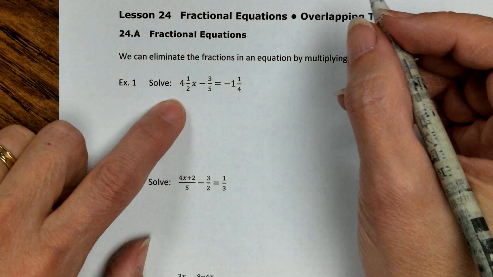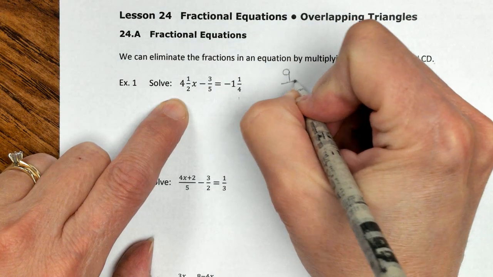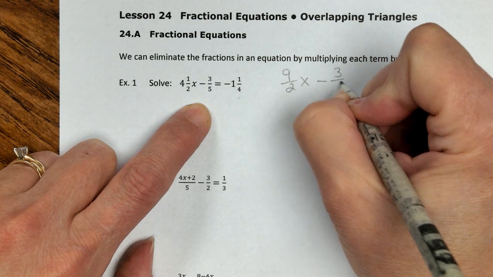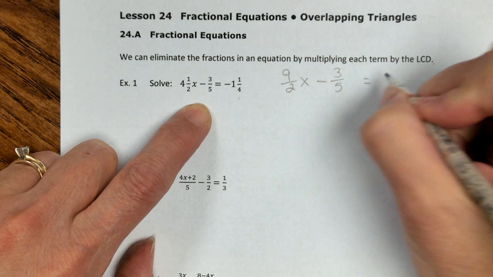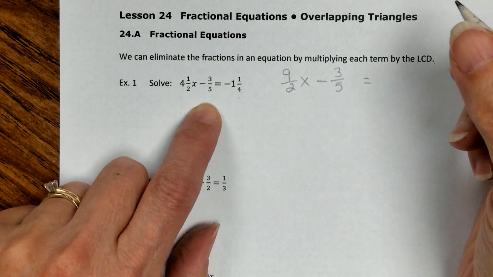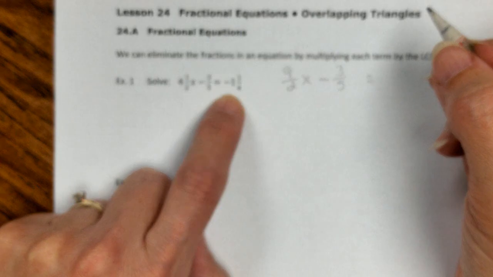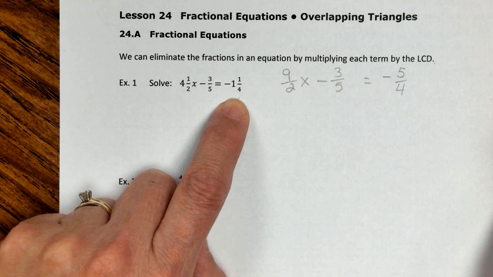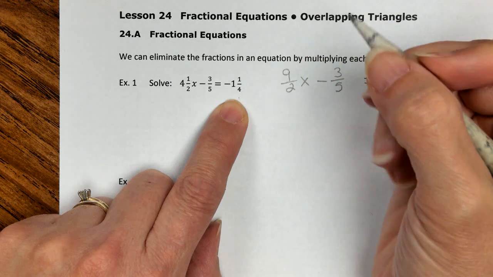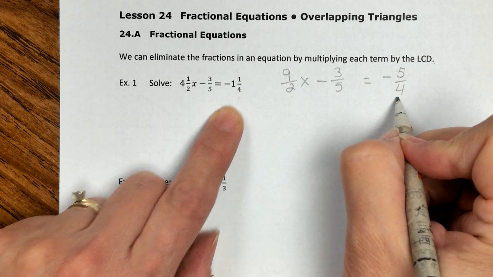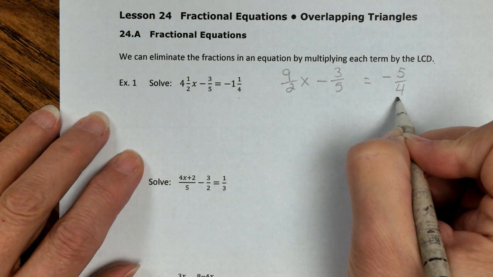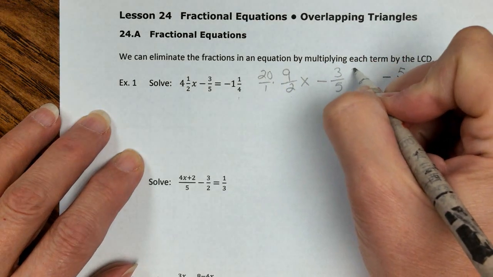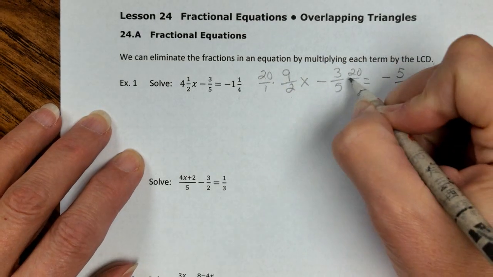All right, so my first step, I have 9/2 x minus 3/5. I'm going to leave a little space so I have room to write my 20 in there. And then this would be -5/4. All right, and again, the LCM of 2, 5, and 4 is 20. So I'm multiplying 20 over 1 times each of these fractions.